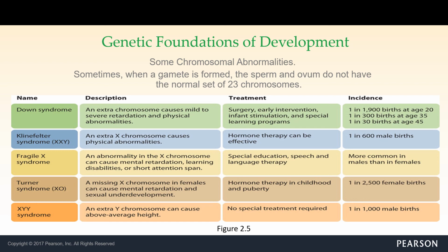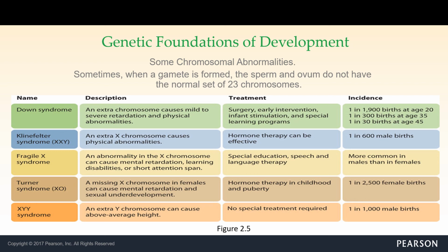Fragile X, this is a chromosomal abnormality that happens on the X chromosome, which comes from the mother. It can cause mental retardation, learning disabilities, or short attention span. Treatment is special education, speech and language therapy, and it's more common in males than in females. And one of the reasons why is they don't have another X to help strengthen their chromosomal makeup like a female would.